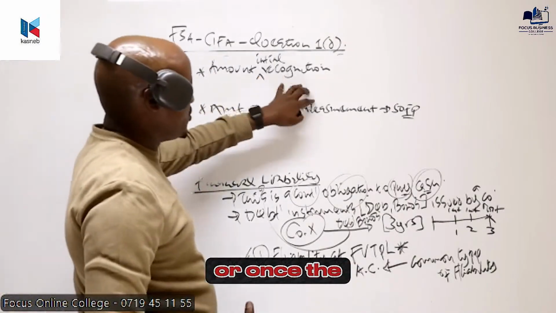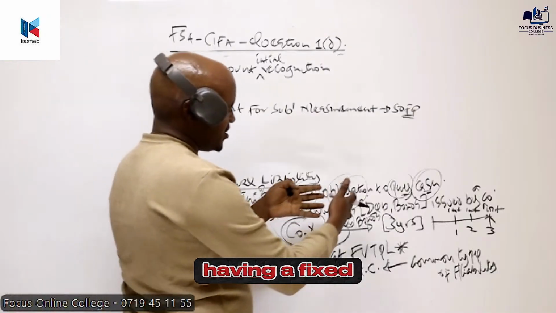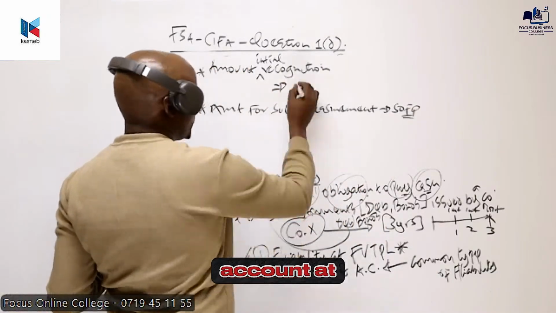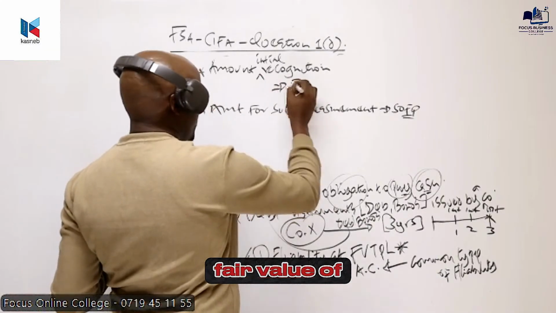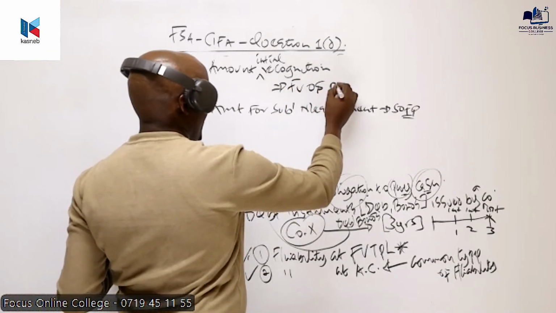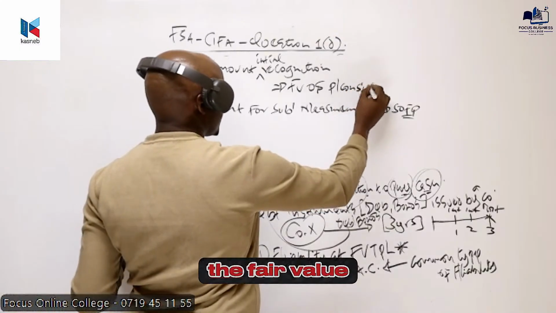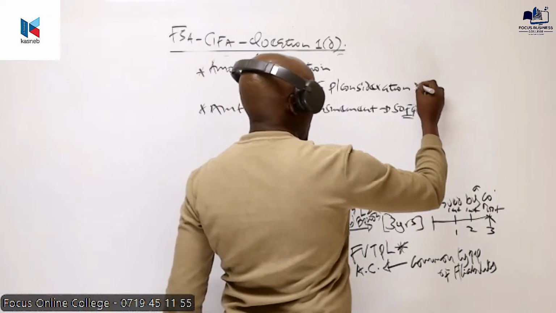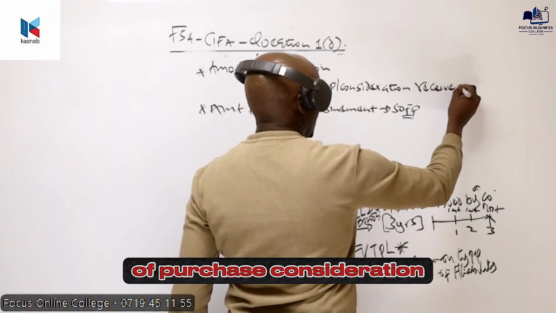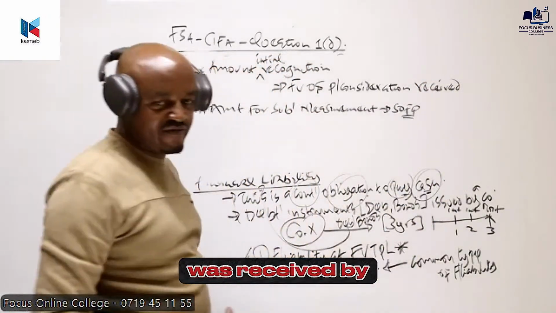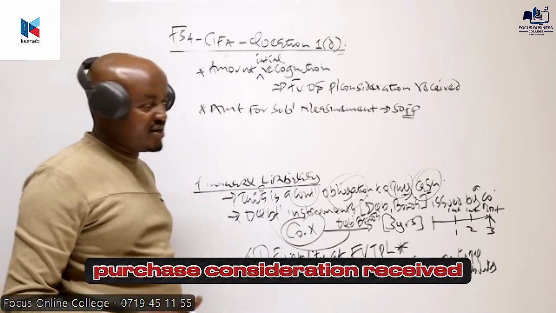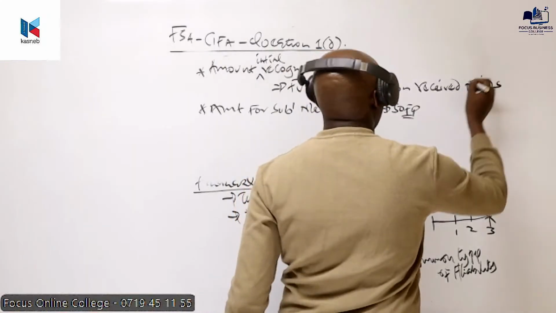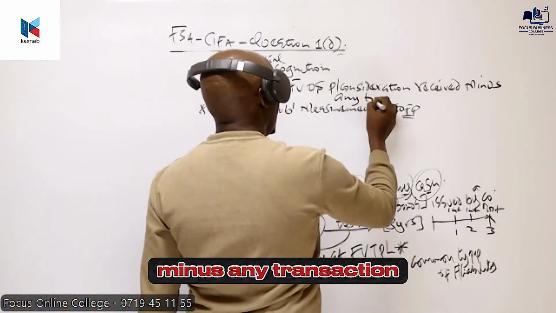Now, the amount for initial recognition, or once the company issued this debt instrument having a fixed value, they are initially recorded in the company's books of account at what? The fair value of purchase consideration received. How much amount was received by the company? Fair value of purchase consideration received minus any transaction cost.